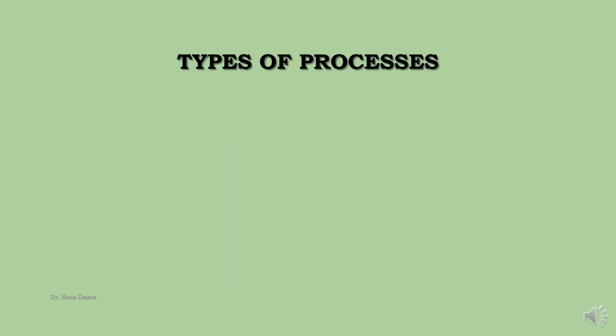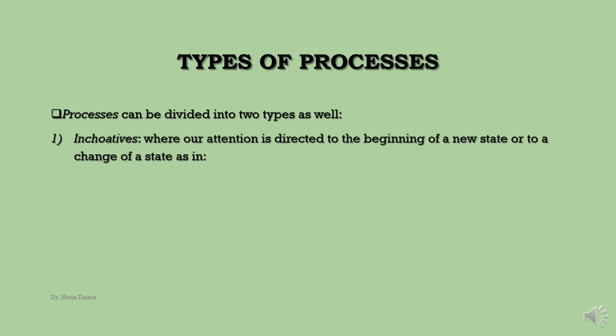Now, we have just said that dynamic situations are of two types, events and processes. Now, processes are of two types as well. Processes can be inchoative, where our attention is directed to the beginning of a new state or to a change of a state, to the beginning of the process, as in the candle melted. In such a sentence, the verb requires one argument only, and such a verb is also called inchoative verb.